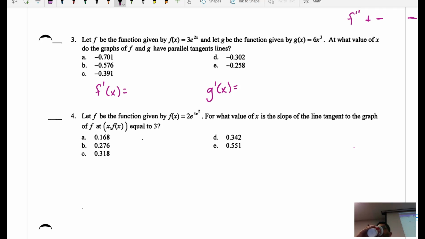What's f prime? Six e to the 2x. The derivative of e to the power of is e to the power of, leaving the exponent alone, times the derivative of that exponent, which is 2, and then we have that constant multiple 3. What about g prime of x? 18x squared. And then what we want is to set these two things equal to each other.